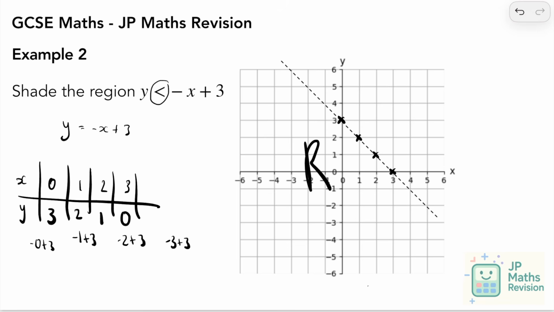So if I pick the value 1, 1, for example, I have 1 is less than -1 plus 3, 1 is less than 2, and we know that to be true. So that verifies that the region we've chosen is the correct region.